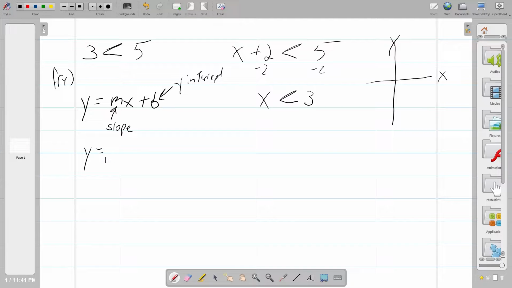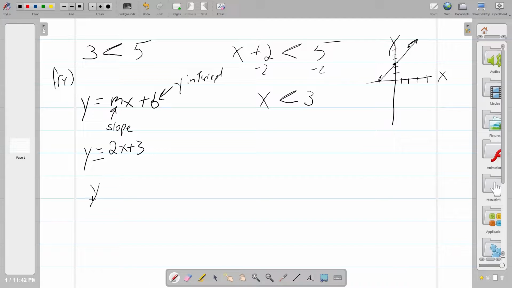So if you have something in slope-intercept form, let me find one: y equals 2x plus 3, right? So then you'll have 1, 2, 3, 4, 1, 2, 3, 4, 5, 6. 0 times 2 plus 3 is 3. 1 times 2 is 2 plus 3 is 5. That's an equal to, though.